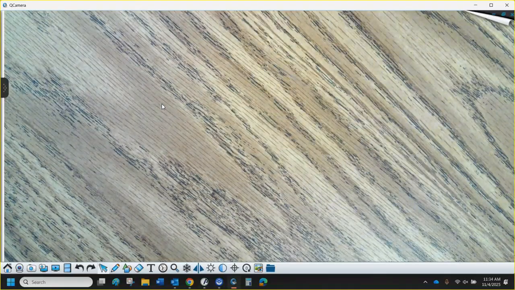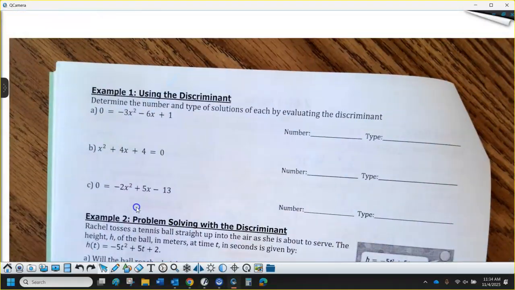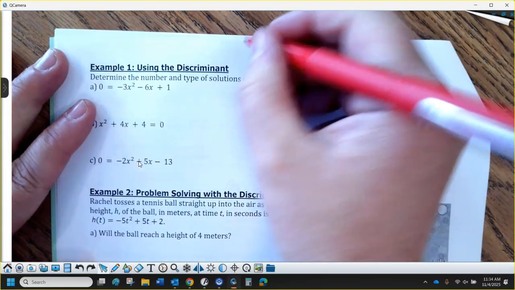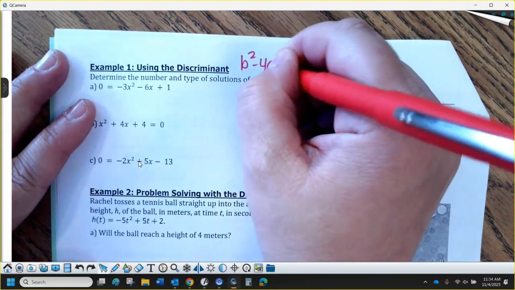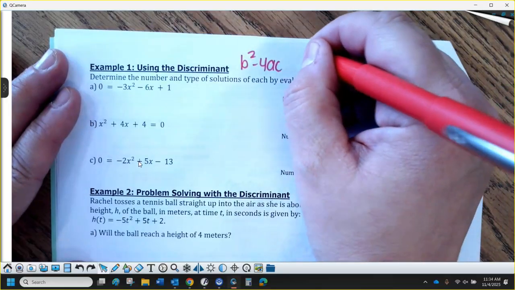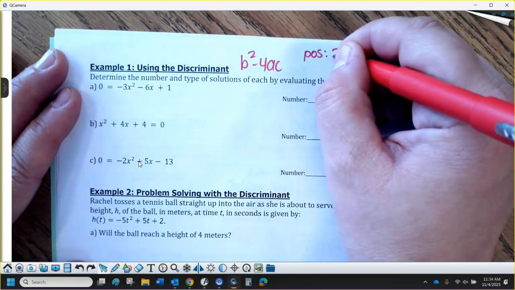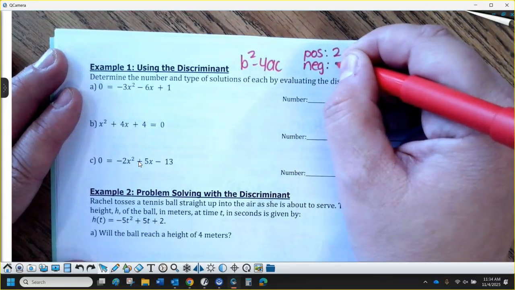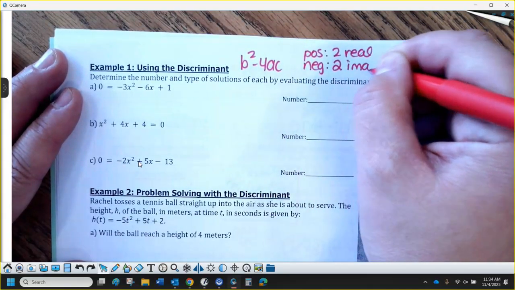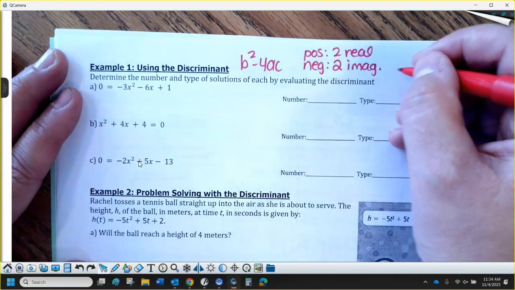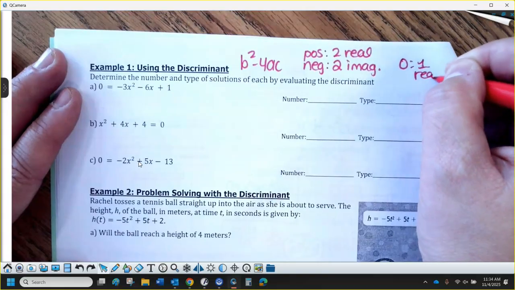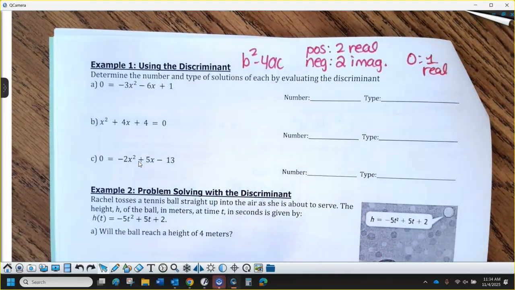Okay, here's all we're going to do. I'm going to have you guys find the discriminant, so you might want a calculator for this. We're going to do b squared minus 4ac. Now, don't write this, you got it on the front, but I'm just going to show you. If that number is positive, you have 2 real solutions. If that number is negative, you have 2 imaginary solutions. And if that number is 0, then you have one real solution. So I have one of each in this example.